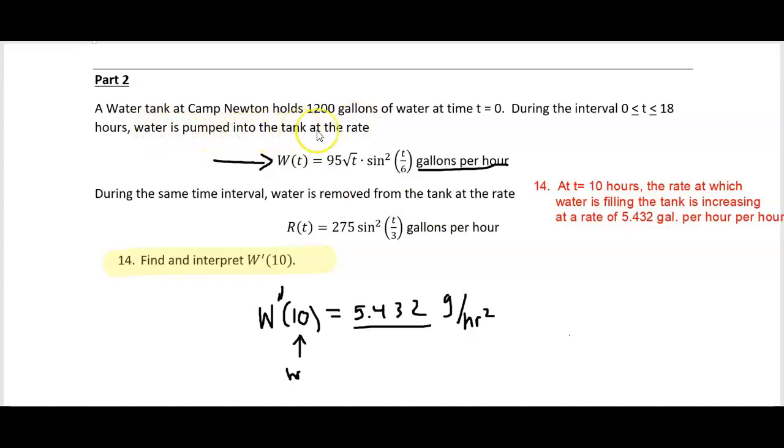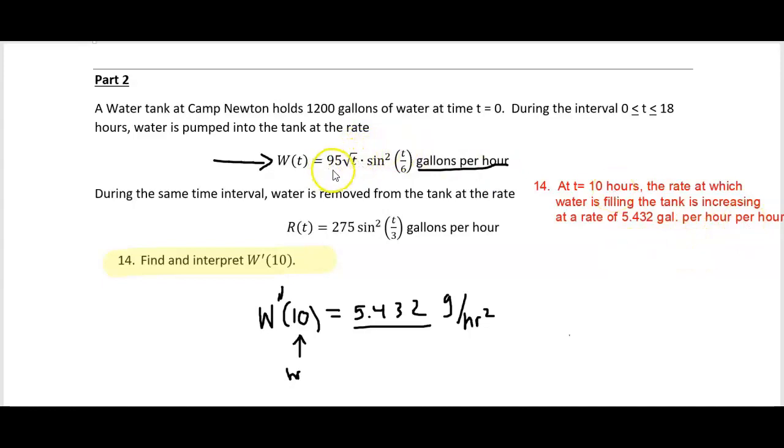W is the rate at which water is filling the tank. At t equals 10 hours, W, the rate at which water is filling the tank, is itself increasing because the rate of change of W is positive, and it's increasing at a rate of 5.432 gallons per hour, or you could say per hour squared, or you could say per hour every hour.